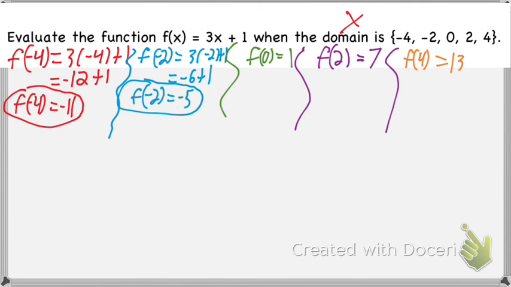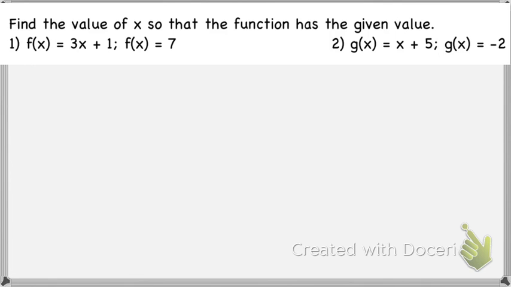Well, what did I plug in to get 13? I plugged in 4. What did I plug in to get negative 5? I plugged in negative 2. You can easily see quickly. Okay. Does that make sense? Yes. Okay. Questions on these? Okay, on to our last two.